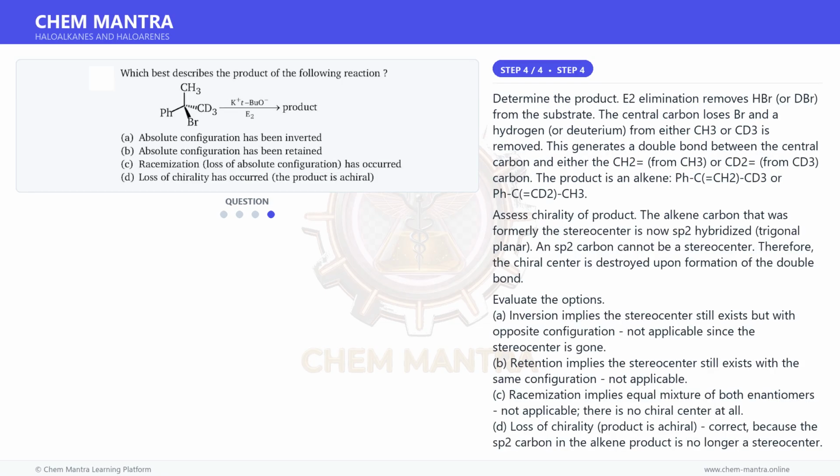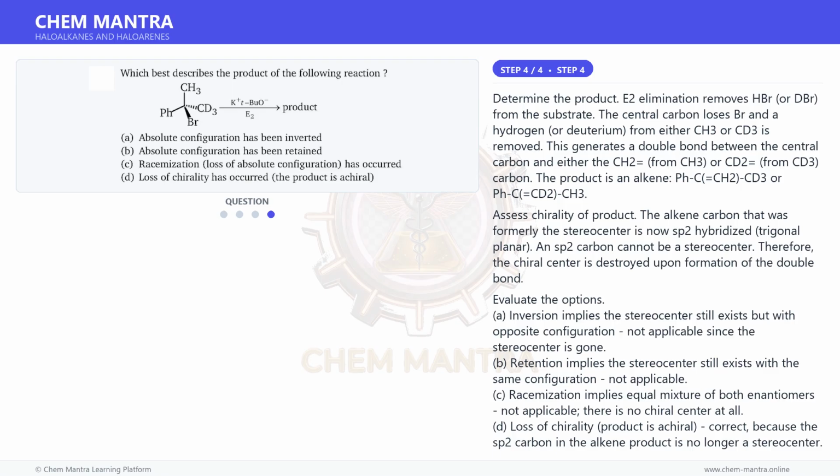And for the final step, determine the product. E2 elimination removes HBr or DBr from the substrate. The central carbon loses Br and a hydrogen or deuterium from either CH3 or CD3 is removed. This generates a double bond between the central carbon and either the CH2 from CH3 or the CD2 from CD3 carbon. The product is an alkene, PhC=CH2 with CD3, or PhC=CD2 with CH3.